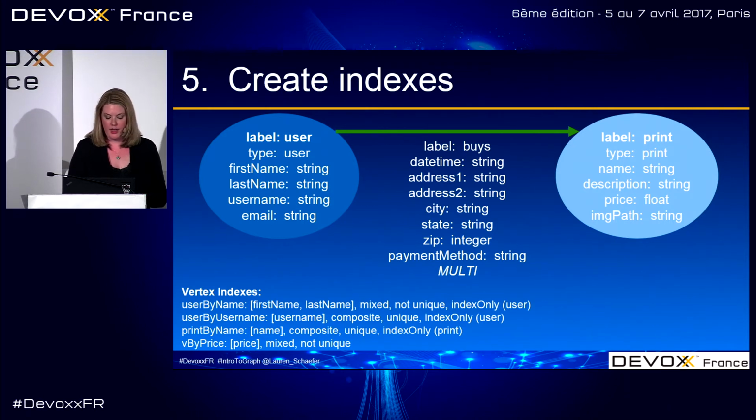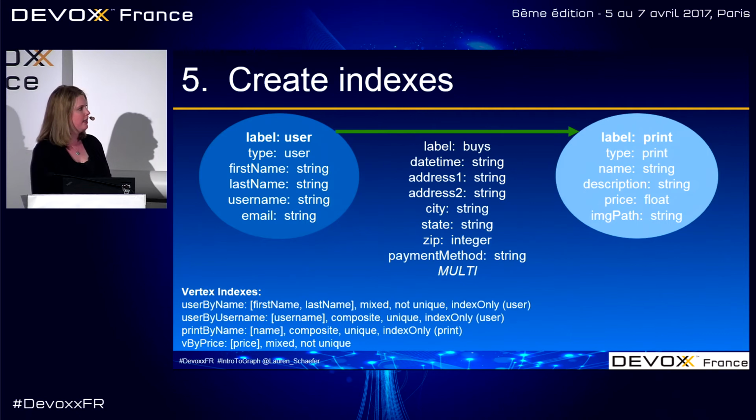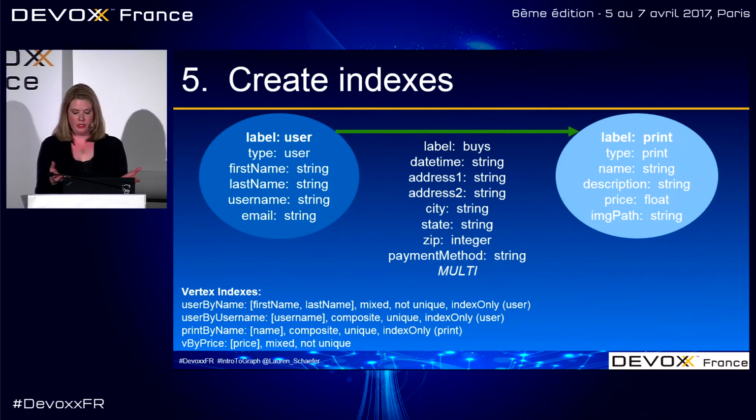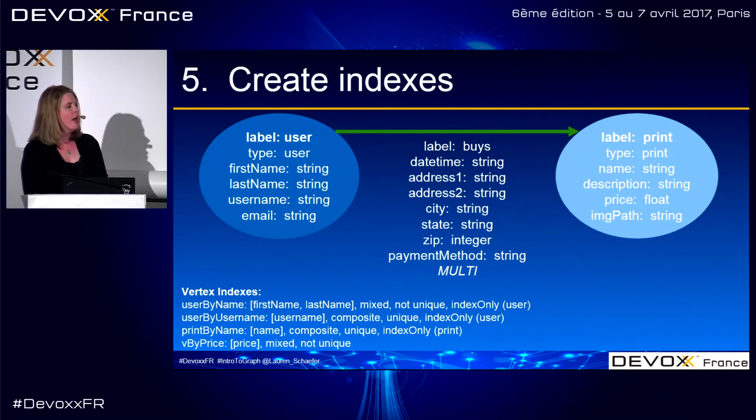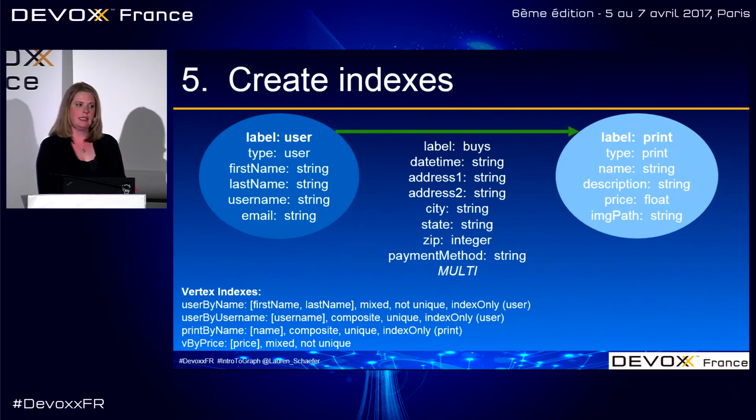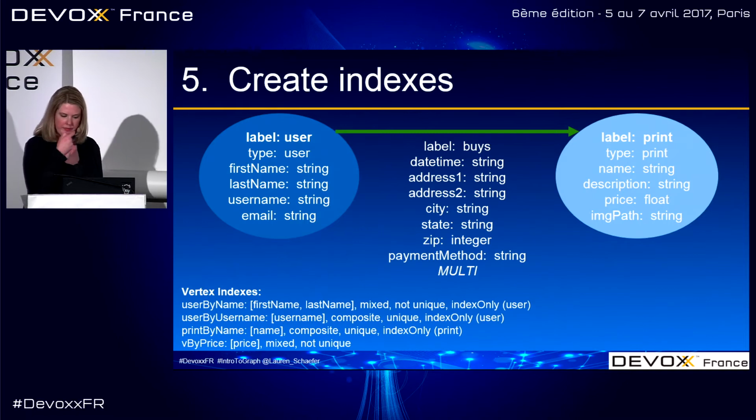The next thing I had to define was whether I wanted the index to be mixed or composite. So composite index is an exact match. A mixed index does not necessarily have to be. So if I want to search for last names starting with SCH, I want to make that a mixed index. If I want to search for prints less than $100, that's a mixed index. But searching for a username, that's going to be a composite. We're just going to do an exact match on that.